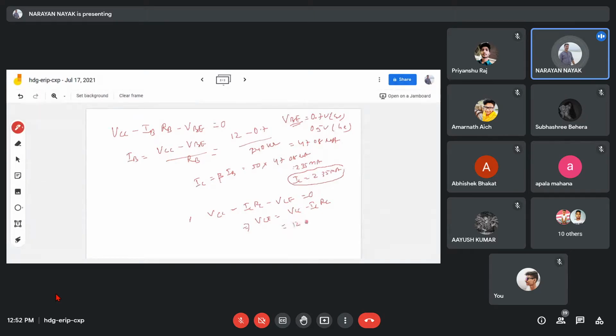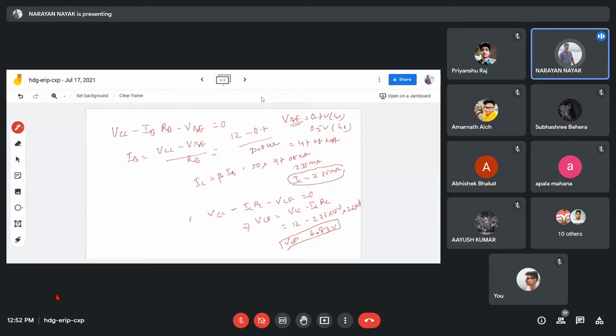What is VCC? 12. How much is IC? 2.35 into 10 to the power minus 3. And RC is 2.2 into 10 to the power 3. So you are getting VC equal to 6.83 volt. So the values you got are IC and VC.